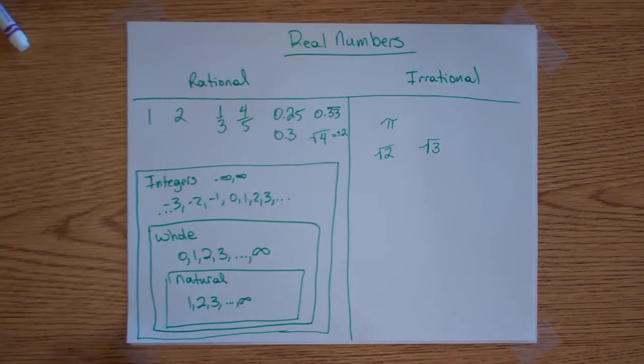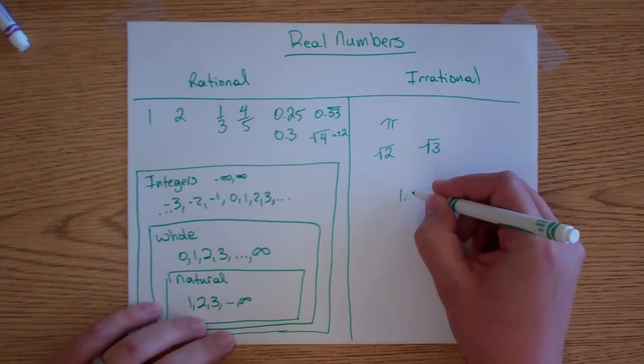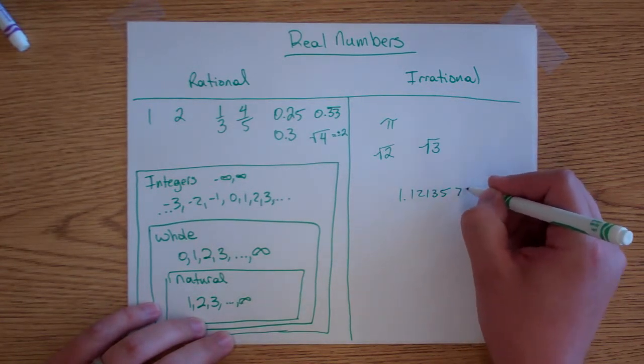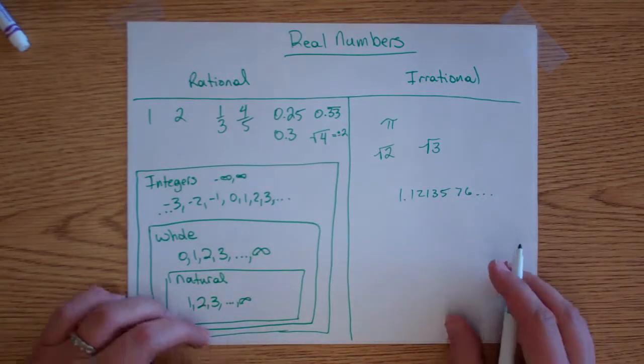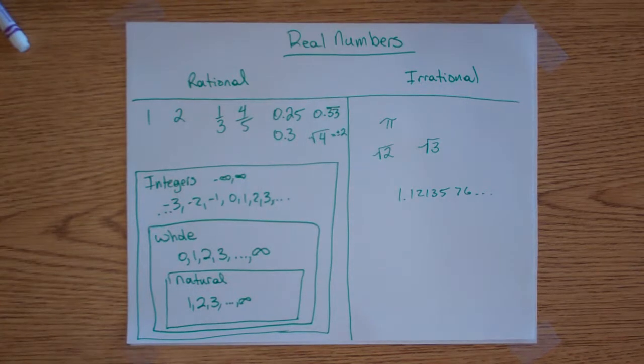Okay? So like if I wrote down 1.1213576 and so on, I just kept going and I didn't form any kind of pattern. I just randomly wrote down numbers. That's an irrational number. All right?